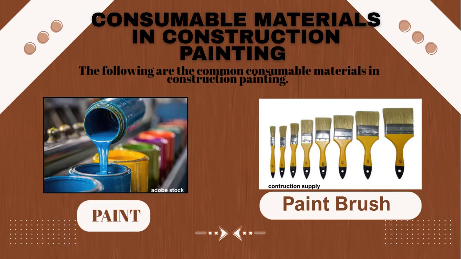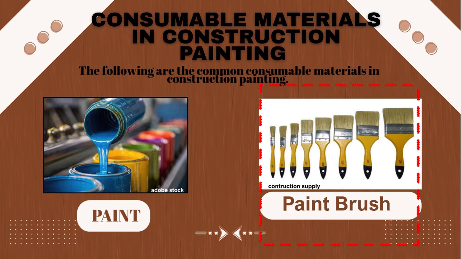Consumable materials in construction painting. The following are the common consumable materials in construction painting. Paint is a liquid, paste, or powder material applied to surfaces that dries to form a thin, protective, and decorative coating. It is made of pigment for color, binder to hold particles together, solvent to keep it liquid until applied, and additives to enhance properties.